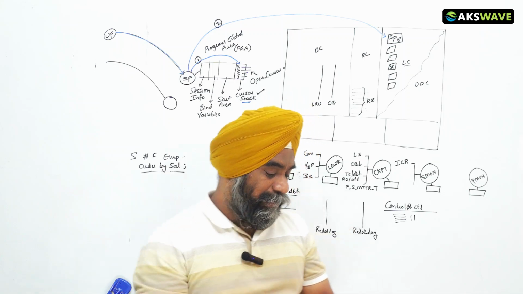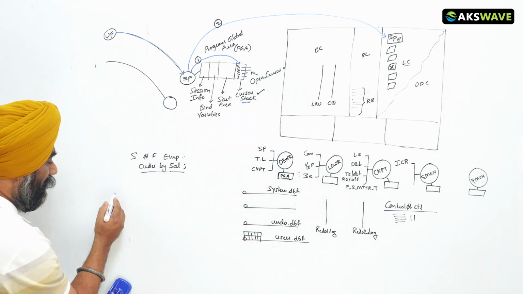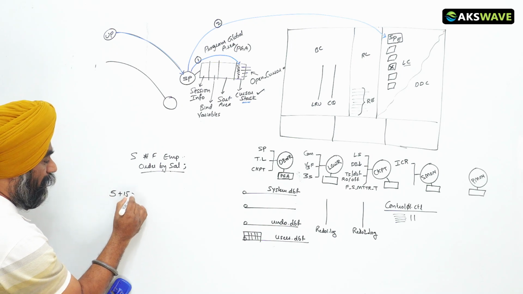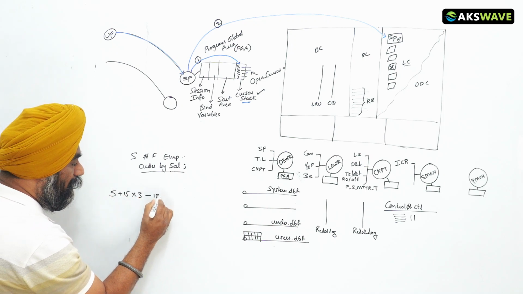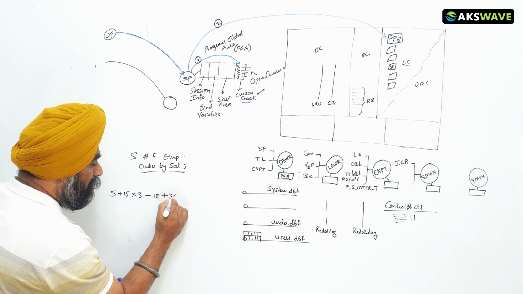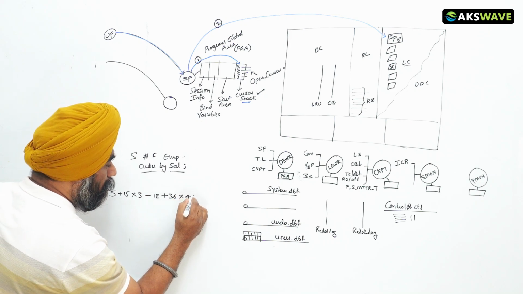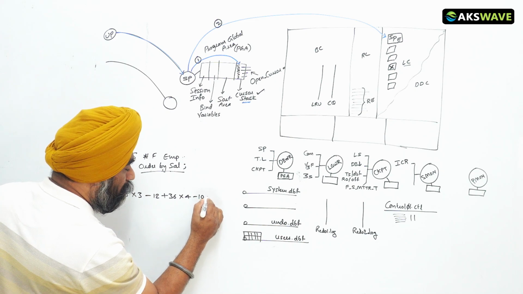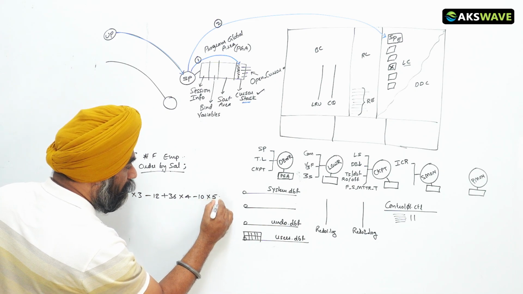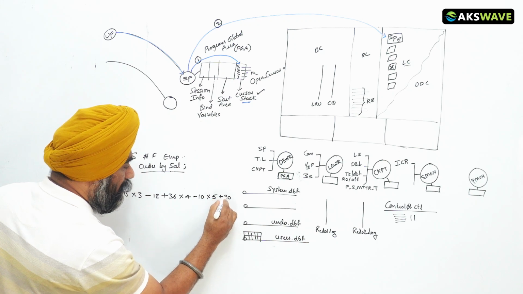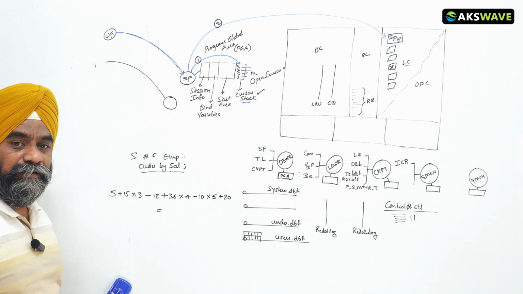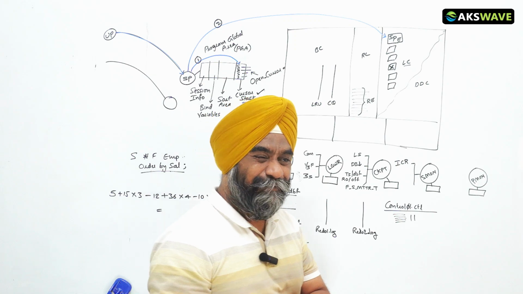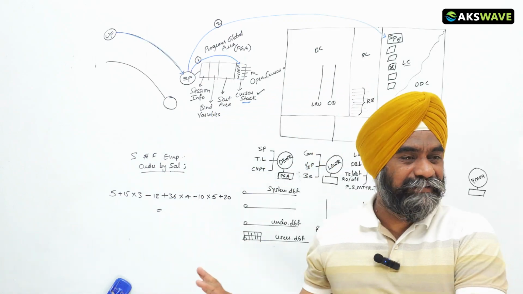Okay, I'll give you another example. Let's say 5 plus 15, into 3, minus 12, plus 36, into 4, minus 10, and another one, into 5 plus 20. Can you tell me what the result is? Difficult, right? But can we get the answer or not?